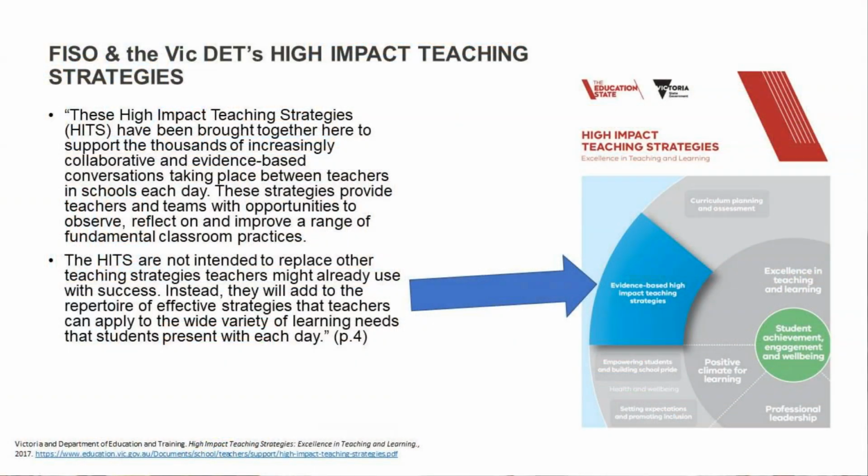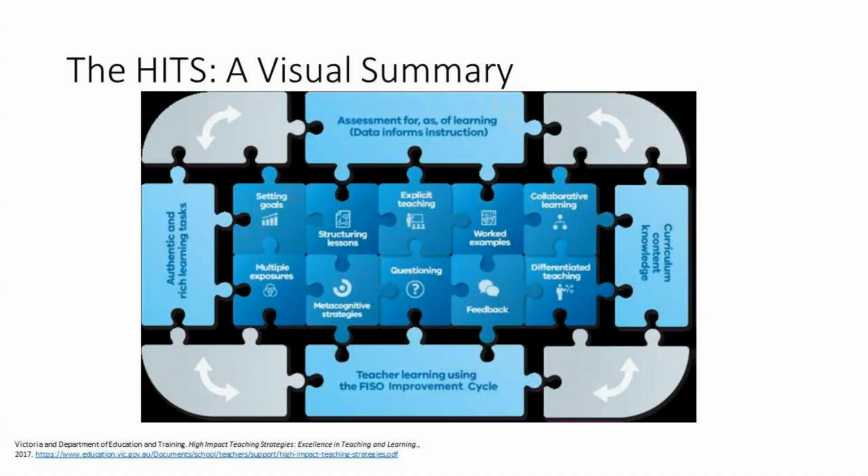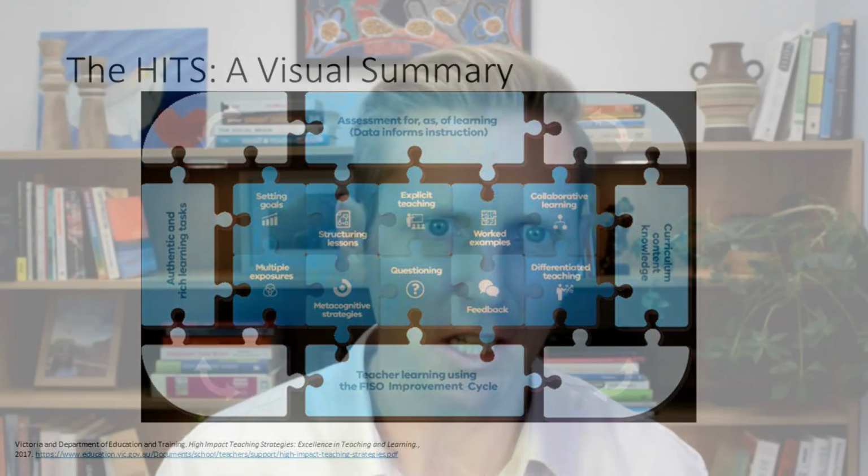Now, of course, I encourage you to buy John's book, Visible Learning, the sequel, if you want to know more about this model. Now, of course, there are many other successful models out there. One of the ones that's well known where I'm from is the High Impact Teaching Strategies document. And as you can see there are 10 different strategies: setting goals, structuring lessons, explicit teaching, worked examples, collaborative learning, differentiated teaching, feedback, questioning, metacognitive strategies, and multiple exposures.